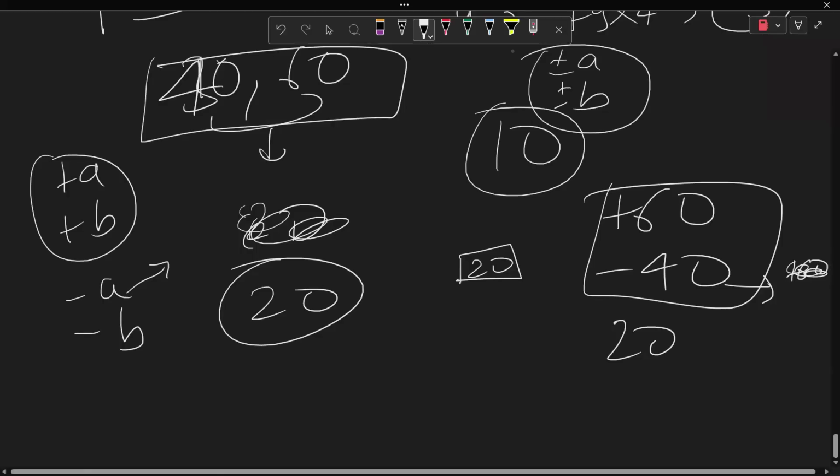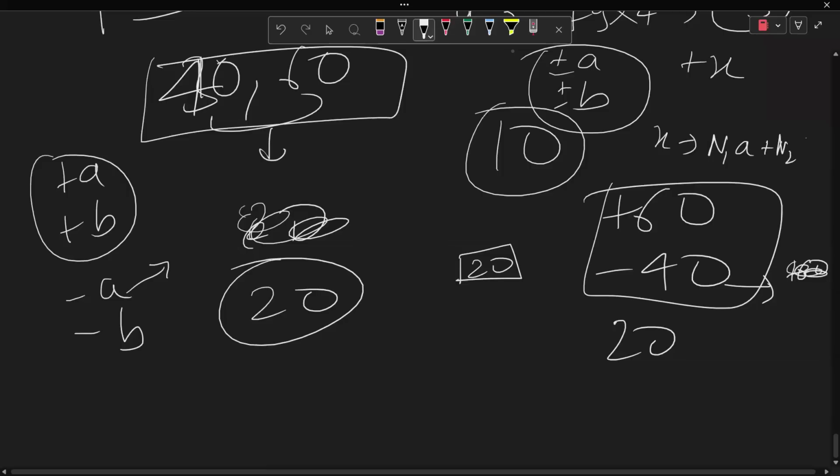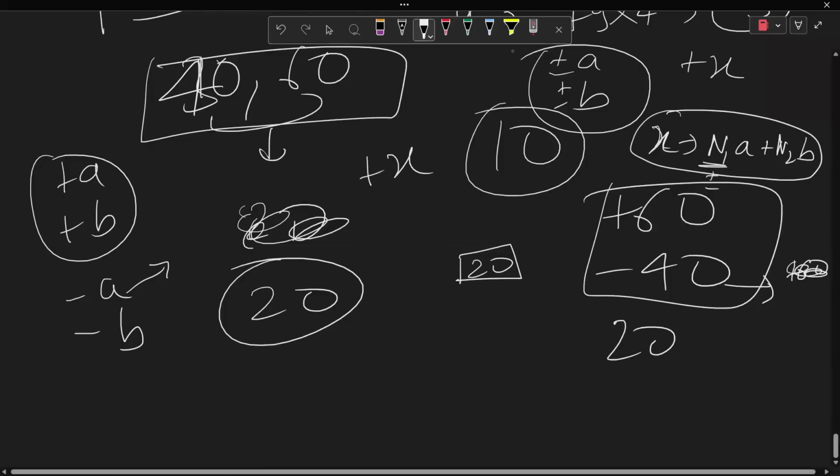Now, if you want to do something plus X, this X should be a combination of n1 times A and n2 times B. This can be either positive or negative. So if you want to do a plus X to your value, it means this X can be done. If you wanted to do plus 20, that can be done through 60 minus 40.